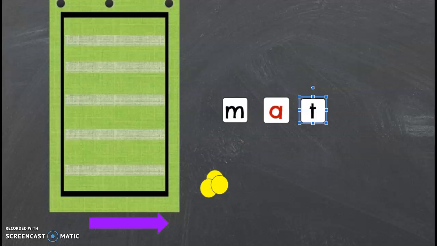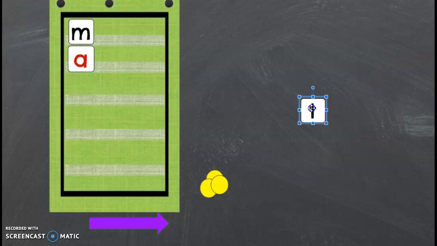Hi friends, so today we're going to look at some letters that we have been working on in class. We've been working on the letter M, we've been working on the letter A, and we've been working on the letter T. So today I want to talk about how we can use some sounds that we've learned and put those sounds together, blend them together, and make a new word.